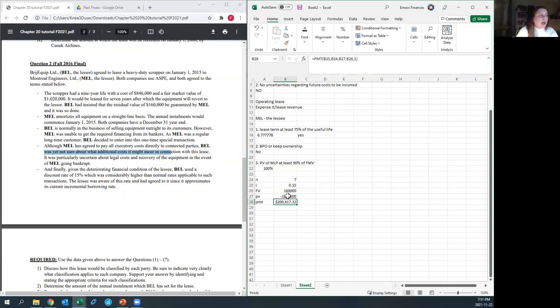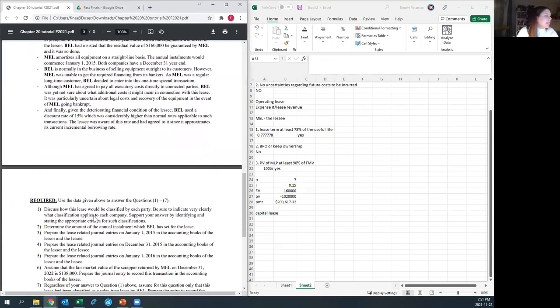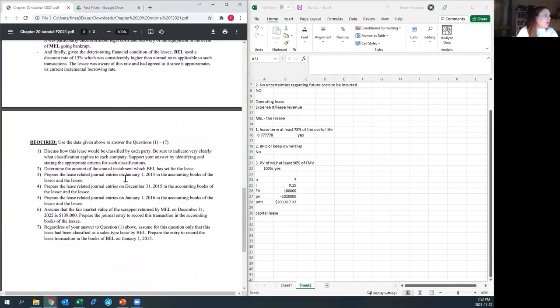So that gives me an annual payment of 200,617. But basically what we were going to look at here is the PV. Is it at least 90% of the fair market value? Yeah, it's the same. So it's 100%. So this is yes. So it is a capital lease for the lessee. Then they ask us to determine the amount of the annual installments which Bell has set for the lease. We found it here.